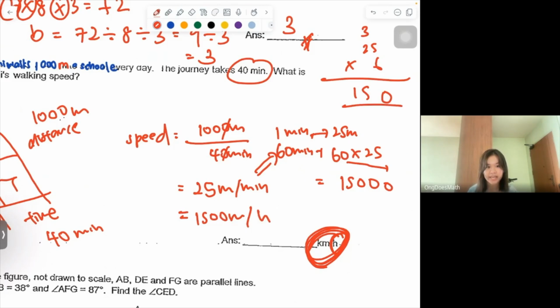Because in 1 hour, she can travel so much more. With more time, you can travel more. With less time, you travel less because you don't have the time to walk so long.